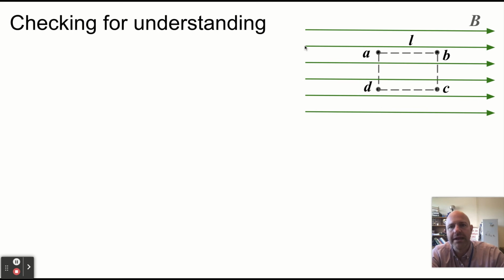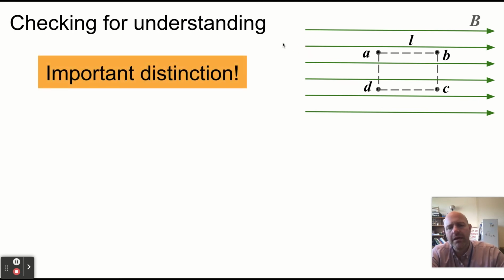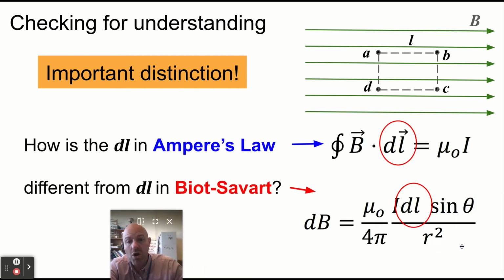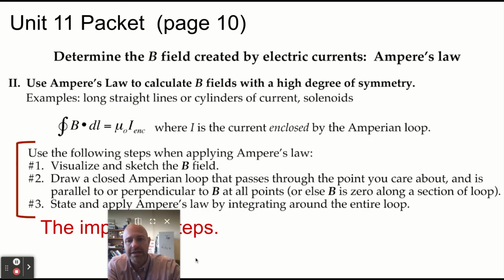And what does that look like? The important idea in all of this is that Ampere's law and Biot-Savart both include a dl term, but they are not the same thing. The dl in the Biot-Savart law is moving along the current-carrying wire. It's I dl, basically a way of saying we're going along the current. With Ampere's law, this dl is for going around the Amperian loop. So that's the big difference.